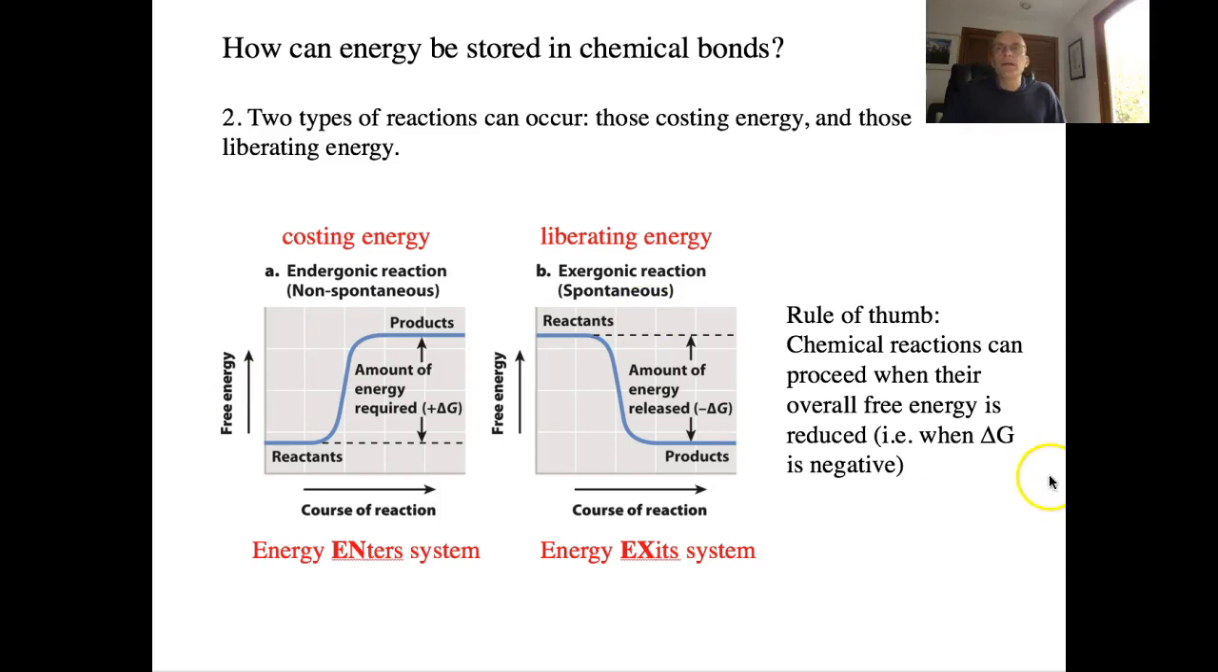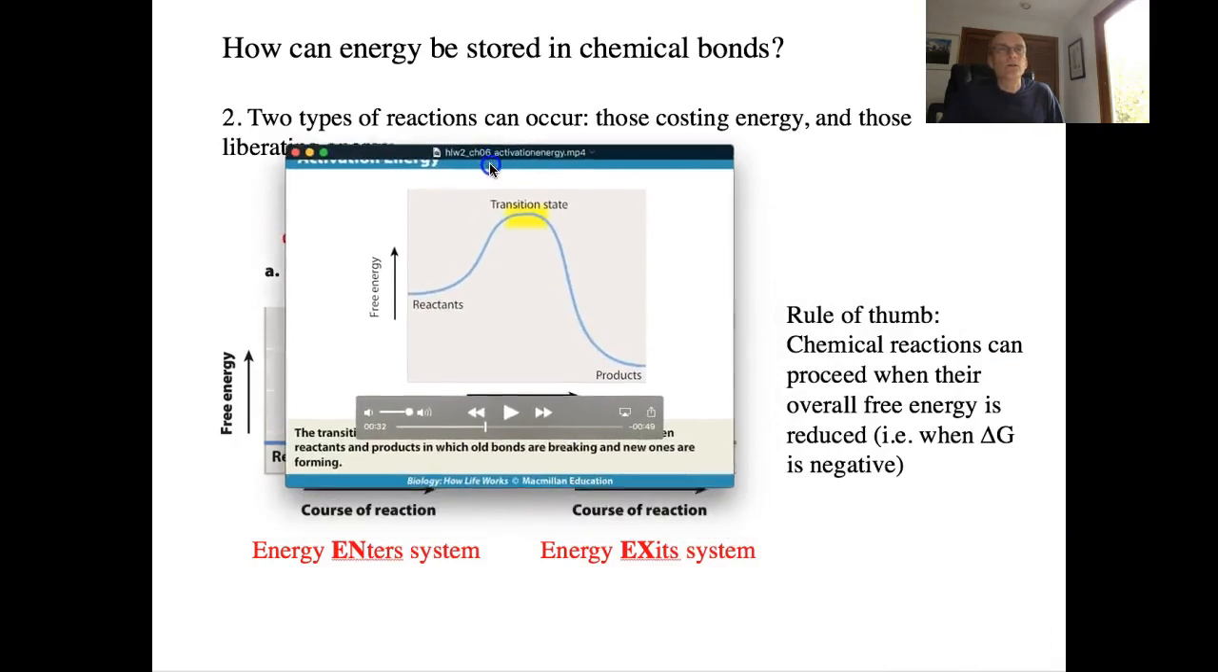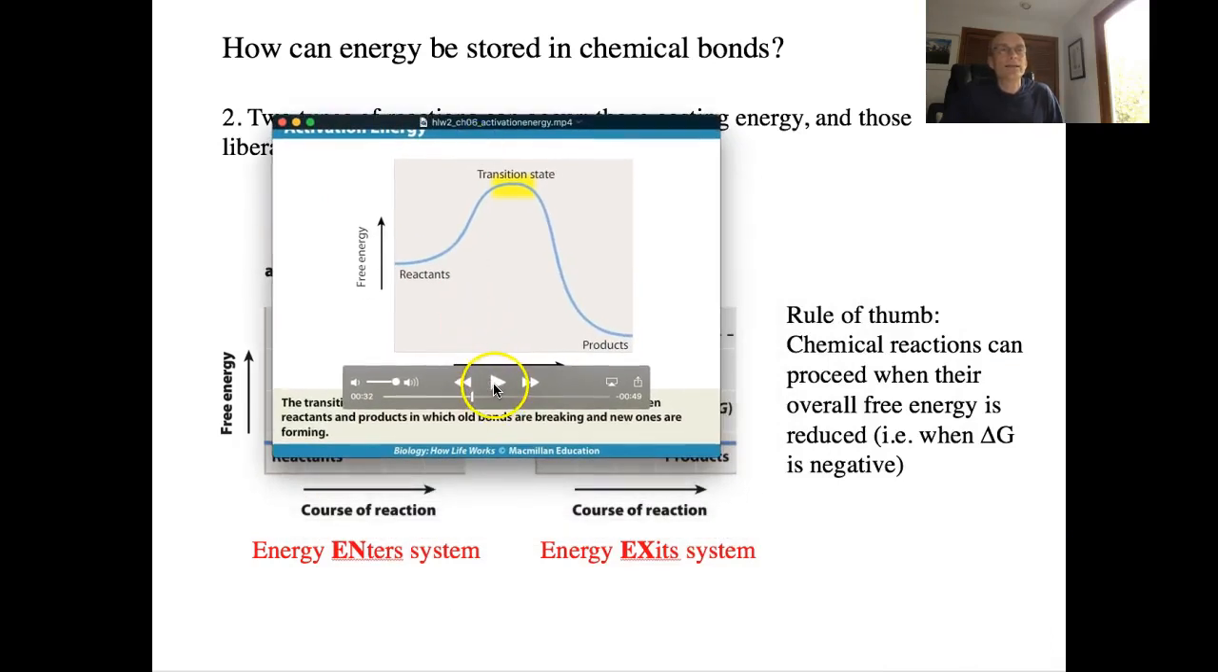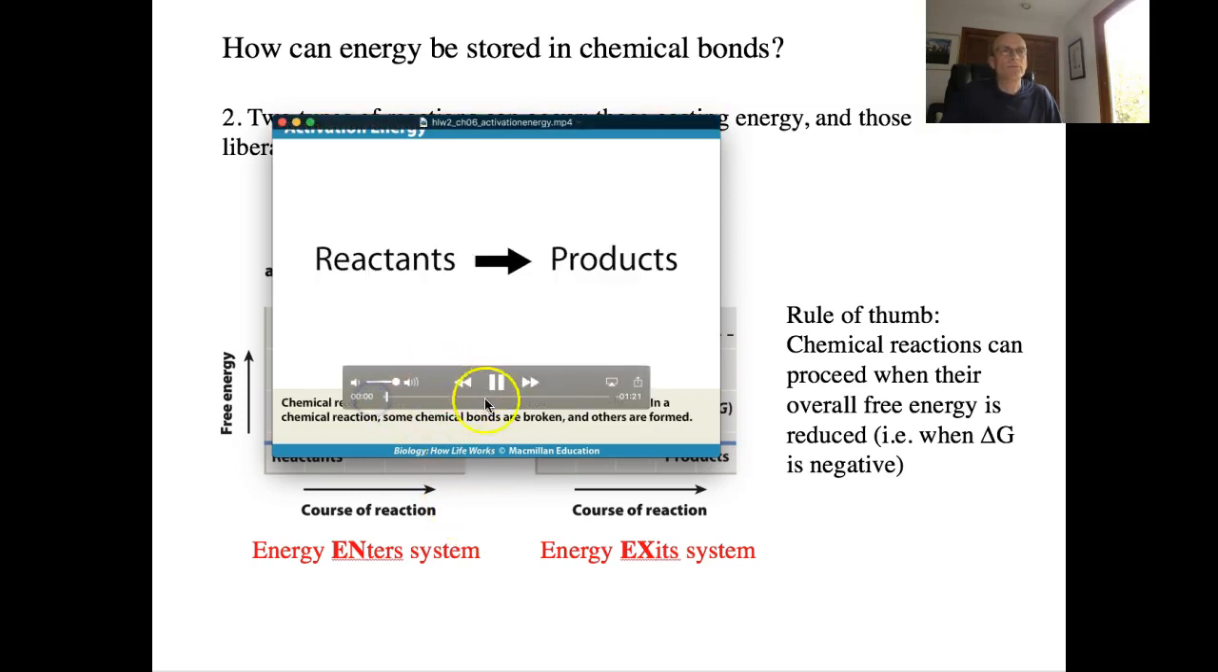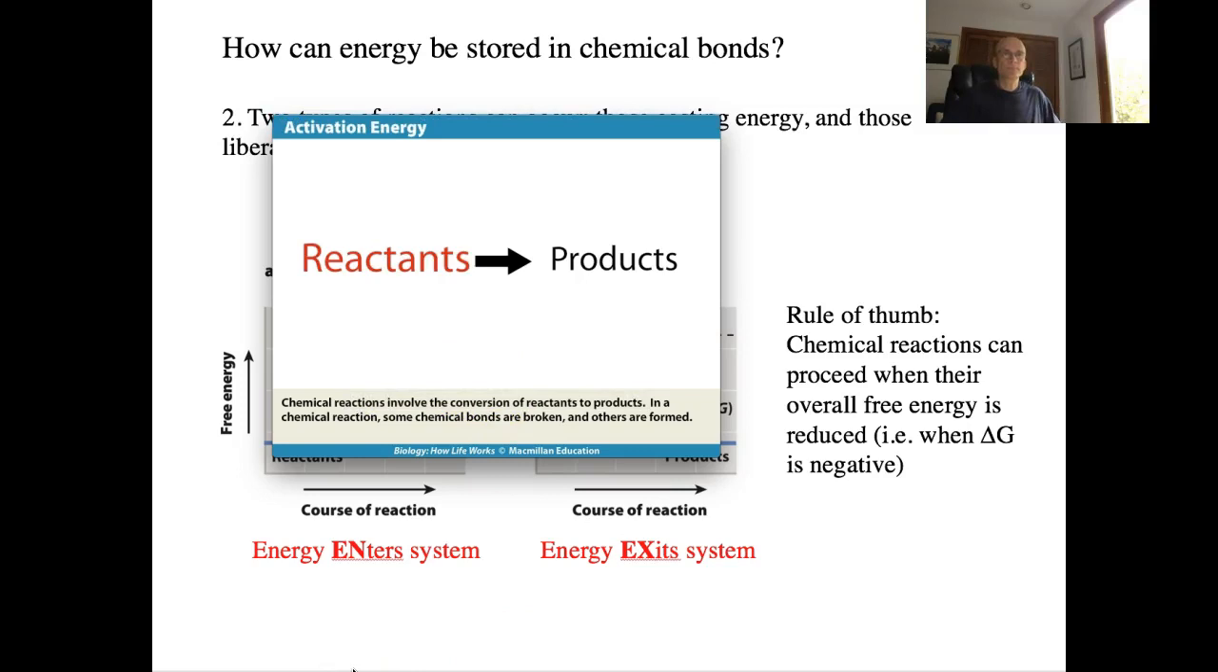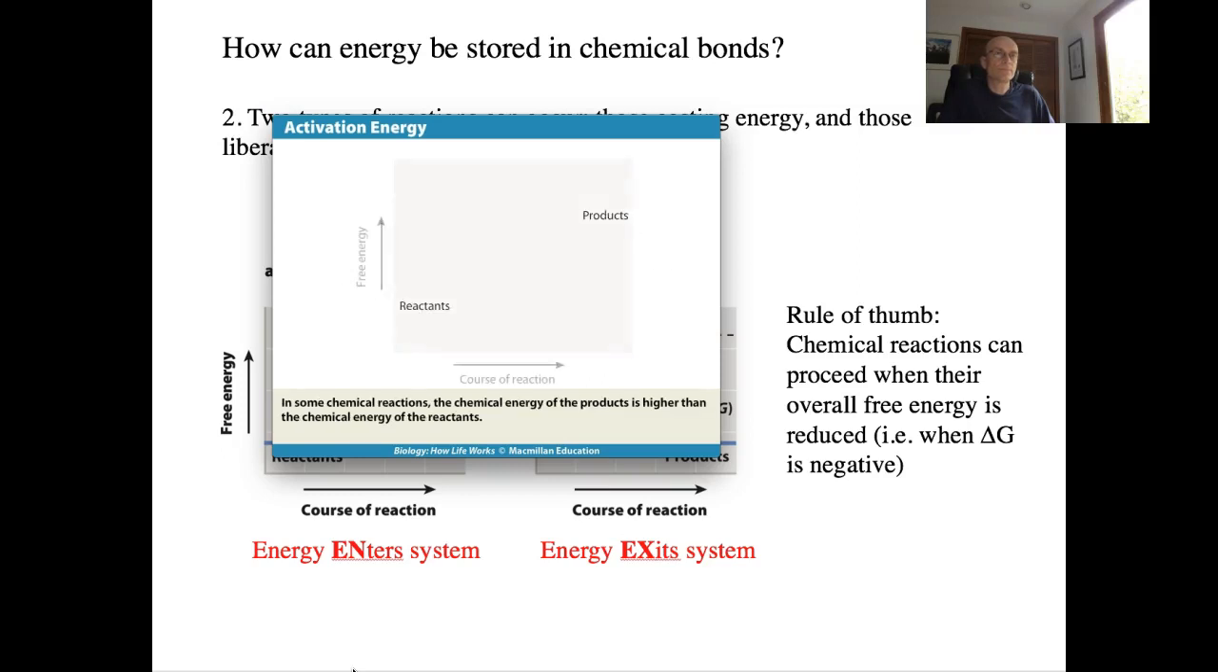Okay, so let's take a look here at this little video showing us more about activation energy, in which old bonds are breaking and new ones are forming. We're starting in the middle. Chemical reactions involve the conversion of reactants to products. In a chemical reaction, some chemical bonds are broken and others are formed. In some chemical reactions, the chemical energy of the products is higher than the chemical energy of the reactants. In other chemical reactions, the chemical energy of the reactants is higher than the chemical energy of the products.